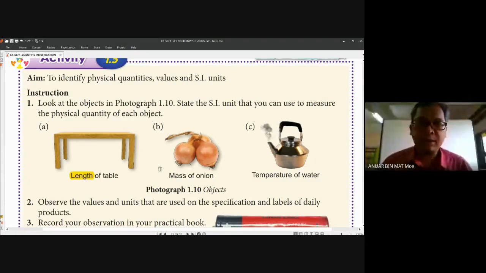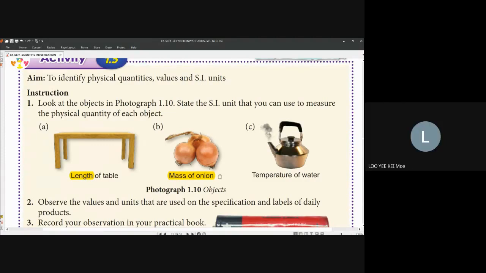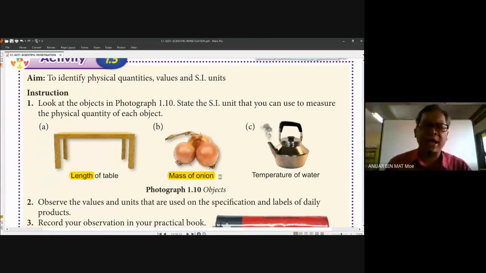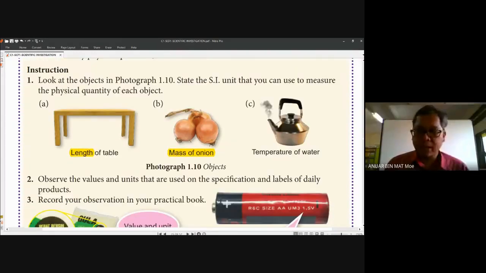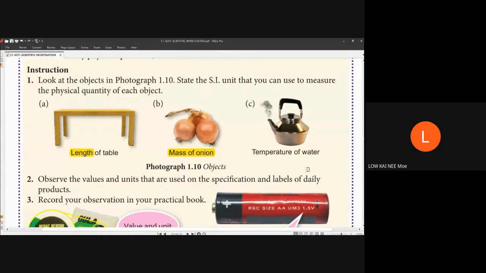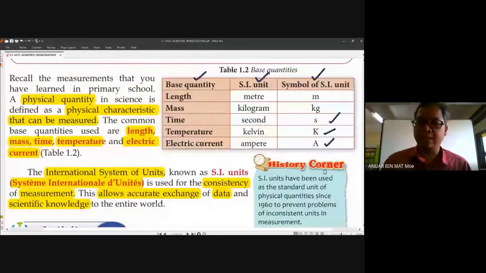Very good. And how about the mass of onion? Kilogram, yes. The SI unit for measuring mass is kilogram, and the symbol is kg. Kg means kilogram, in small letters, right? Very good. And then the temperature of water is Kelvin, and the symbol is a big K. Okay, very good. This is very easy.